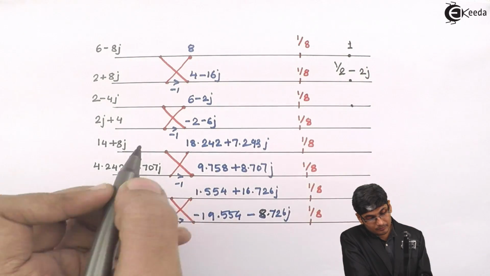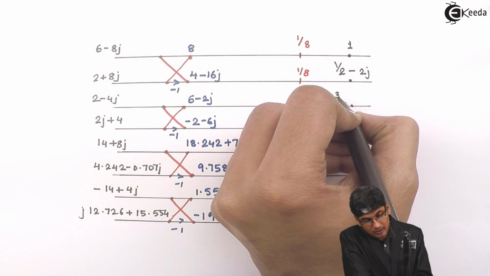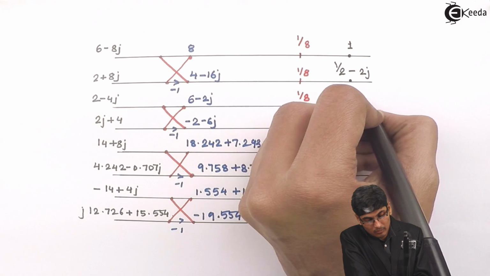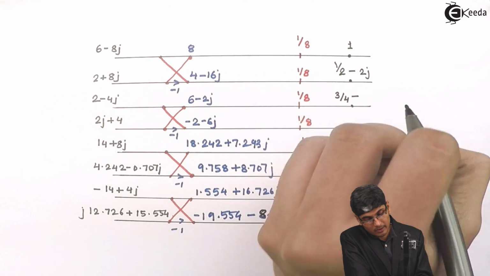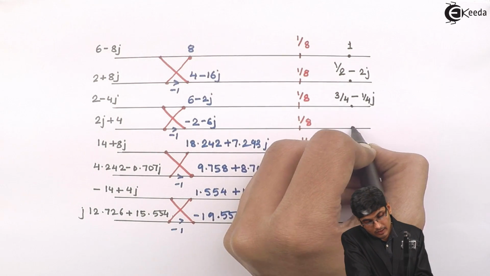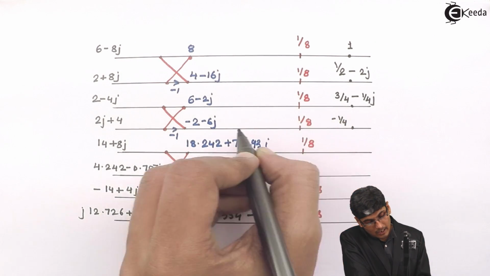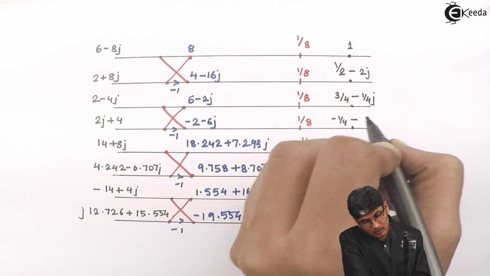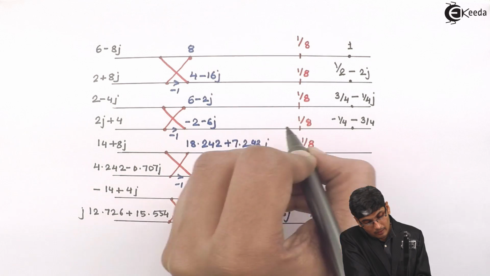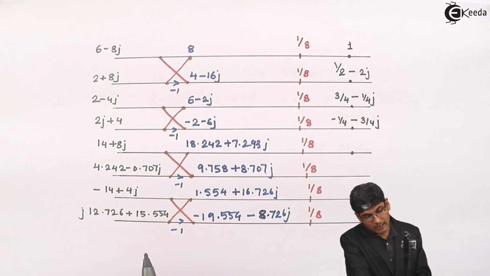Next will be 6 divided by 8, which gives me 3 by 4. This will be 3 by 4 minus 2 divided by 8, which is 1 by 4j. Then I will have minus 1 by 4, and this will give me minus 3 by 4, 3 by 4j. Then here onwards we need to be careful enough.